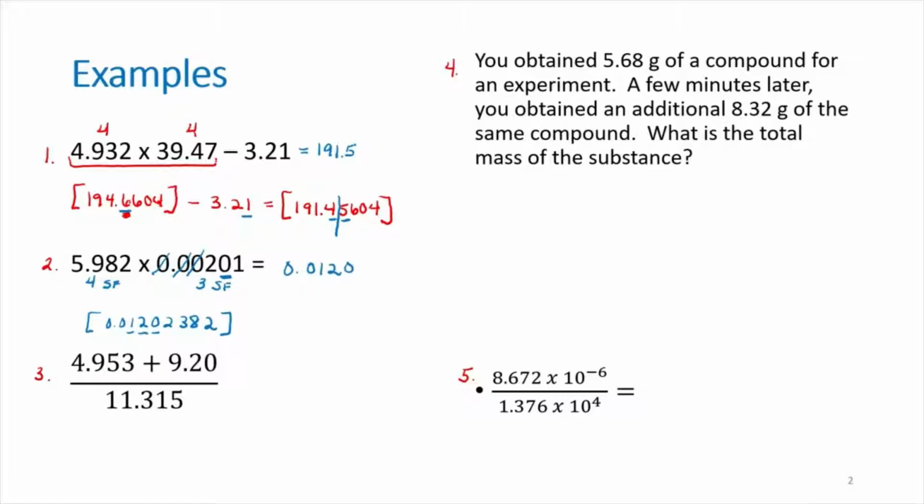That 0 is after a decimal place, after an integer. The other way to check yourself is you can always put this into scientific notation, and that number is still in fact significant.